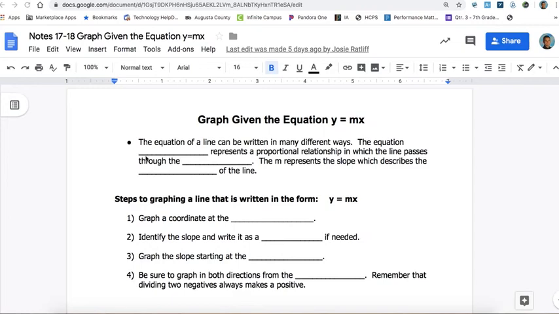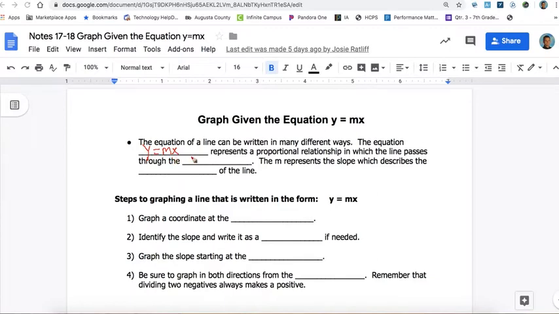To my video on graphing given the equation y equals mx. So the equation of a line can be written in many different ways. The equation y equals mx represents a proportional relationship. And the reason why it's proportional is because I'm multiplying the x value by a number.